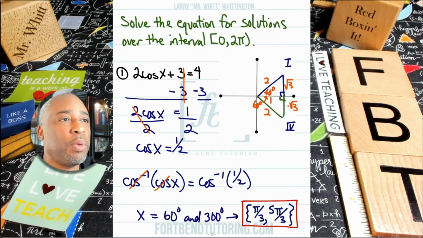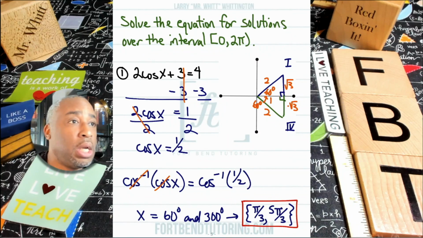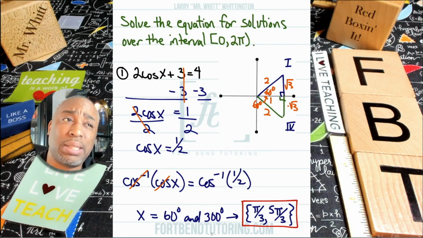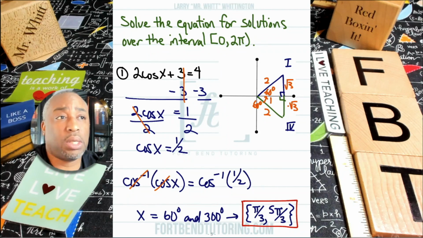So that's number 1. Solve the equations for solutions over the interval from 0 to 2 pi, including 0. We end up with pi over 3 and 5 pi over 3, people, knowing that we have the 60-degree angle that was in the first quadrant, and we had a 60-degree reference angle in the fourth quadrant, which means we had 360 degrees minus 60 degrees. That left us with 300 degrees. And then converting those degrees into radians gave us a result of pi over 3 and 5 pi over 3.